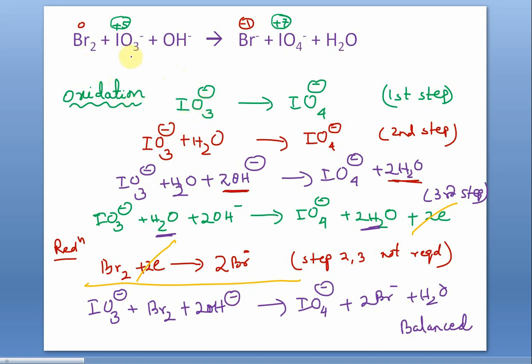Bromine plus iodate ion in alkaline medium gives bromide ion, periodate ion and water. This ionic equation has to be balanced, right? Now let us take the oxidation step first. It doesn't matter which step you take first, which next. So oxidation, can you identify, after having done so many exercises, finding oxidation numbers in so many examples, so many assignments, I am sure you can detect which ion has undergone oxidation. Undoubtedly, iodate ion has been oxidized to periodate ion.